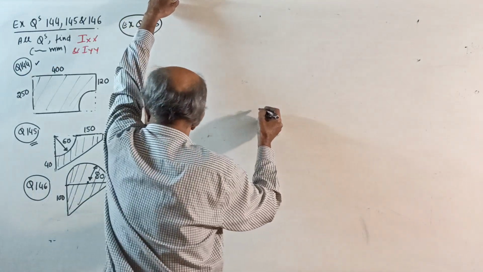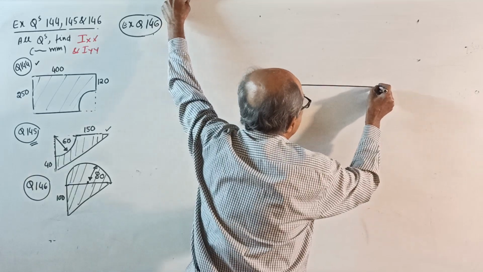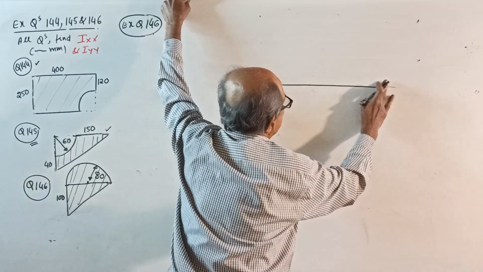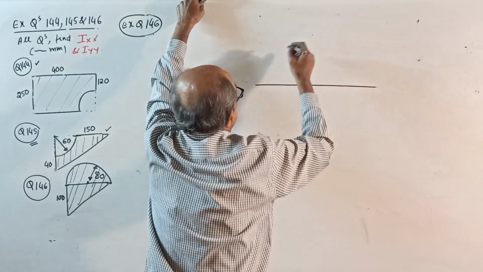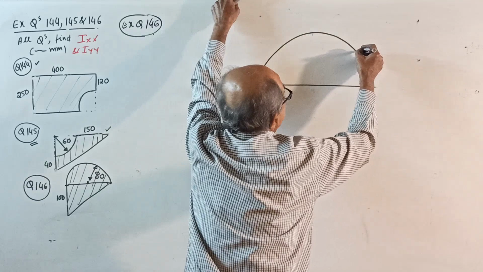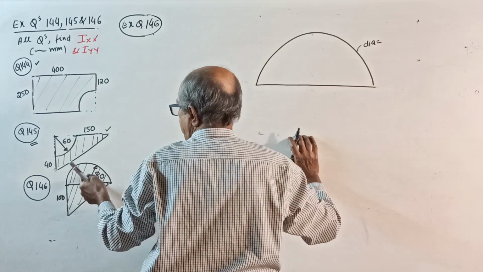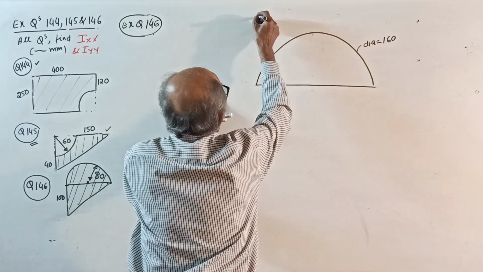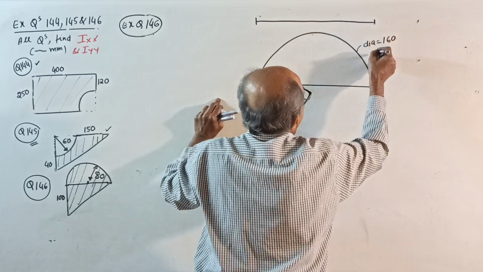See? 160, 160. Sufficient. 160 and then 80. Okay, so the diameter is 160, the radius is 80. The total this distance is 160.